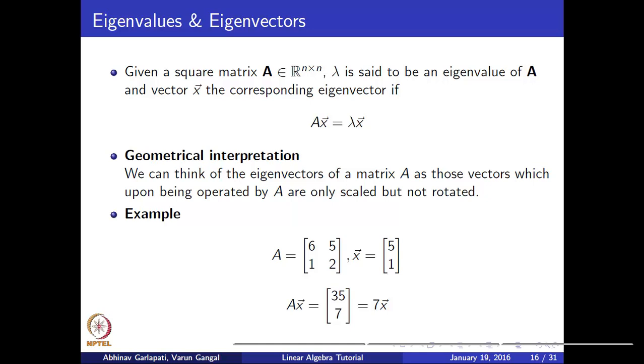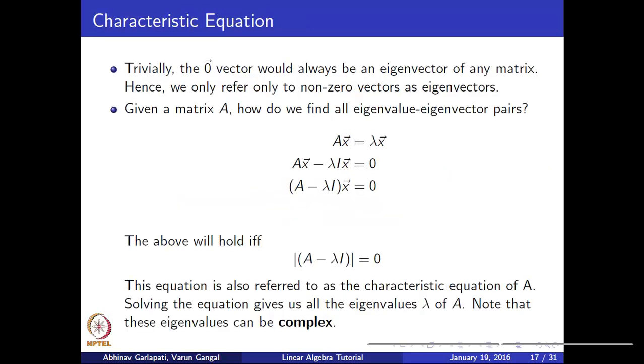We can have a look at this example here. The 2x2 matrix A, on multiplying the vector x, gives back the vector x multiplied by the real value 7. So here x is an eigenvector of A and 7 is an eigenvalue of A. We can see that 0 would always be an eigenvector of any matrix if we simply go by the Ax equals lambda x definition. Hence, we only refer to non-zero vectors as eigenvectors.